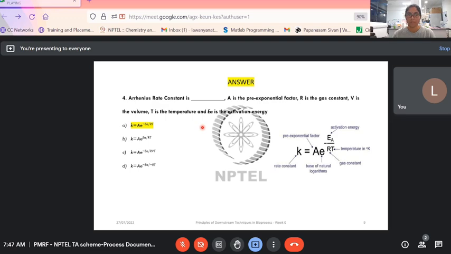Okay, the answer is A. K is equal to A e power minus Ea by RT, where K is the rate constant, A is the pre-exponential factor or Arrhenius constant, and e is the base of the natural logarithm. Ea is the activation energy, and R, the gas constant, and T, the temperature in Kelvin, fall in the denominator. So you do not have a negative sign in the denominator, and you do have a negative sign before Ea.